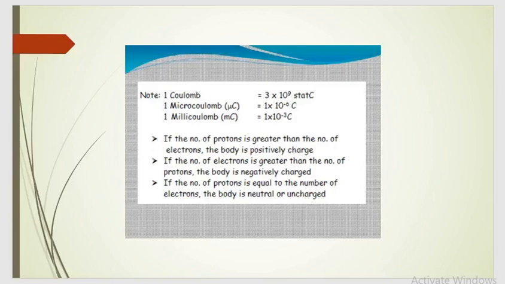If the number of protons is greater than the number of electrons, the body is positively charged. If the number of electrons is greater than the number of protons, the body is negatively charged. If the number of protons and electrons is equal, the body is neutral or uncharged.